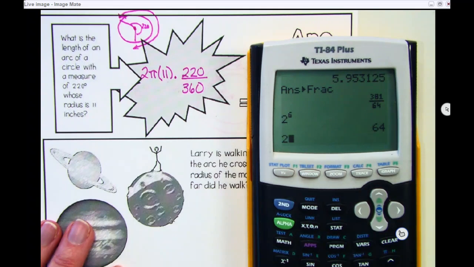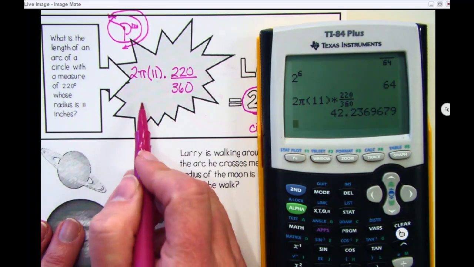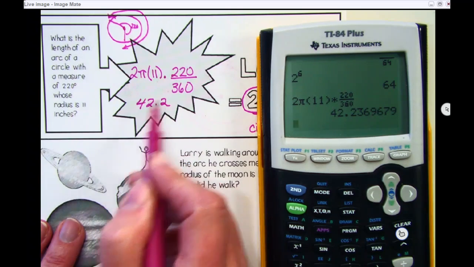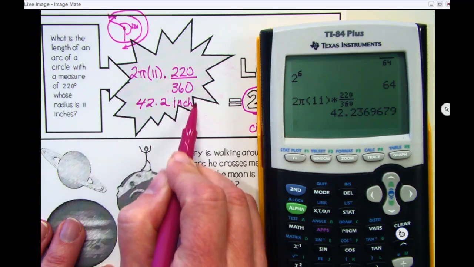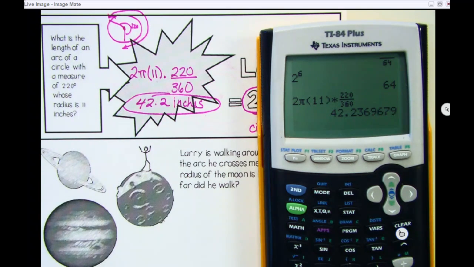2, where is pi? There it is, second above the caret, times 11 times, and then I can go alpha y equals, there's my fraction, 220 divided by 360. If I asked you to round to the nearest tenth, that would be 40.2 inches in this case. What do you think? I know it's the first time you've done it, but that's not so scary. We'll do another one.